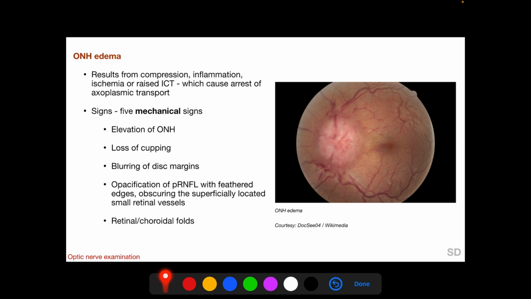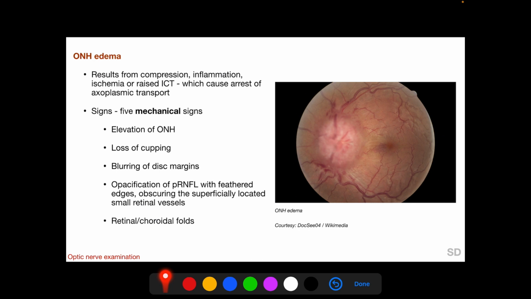Optic nerve head edema results from compression, inflammation or ischemia of the optic nerve, or can be due to a raised ICT compressing on the nerve. These cause arrest of axoplasmic transport, and accumulation of the axoplasmic material results in edema. So there are 5 mechanical signs and 5 vascular signs traditionally described in optic nerve head edema. The 5 mechanical signs are elevation of the ONH. So the ONH actually appears to be projecting towards the vitreous cavity.